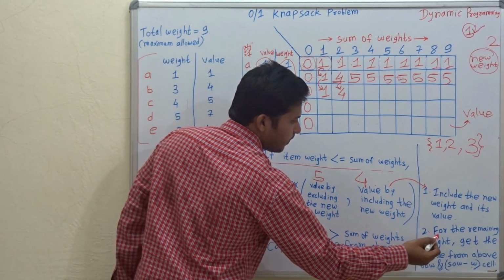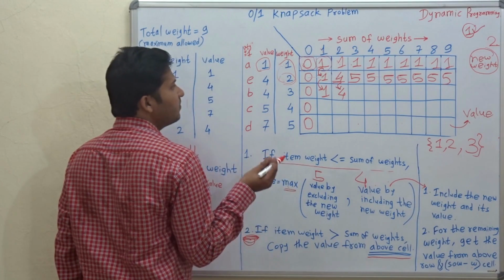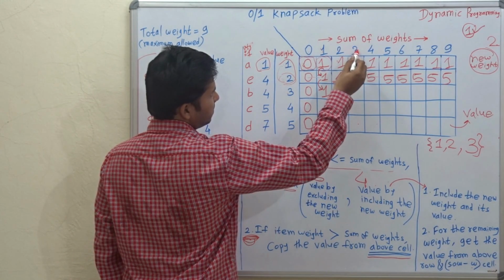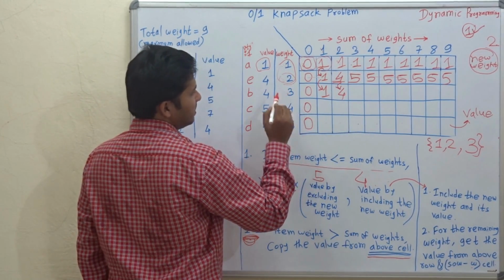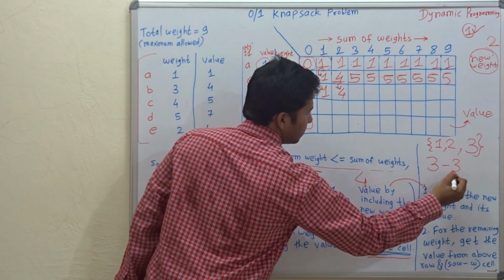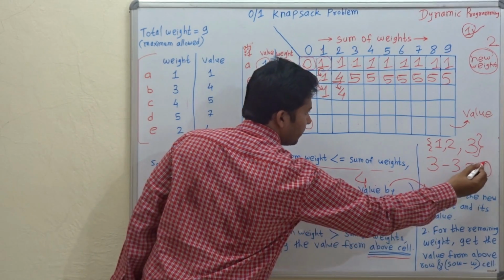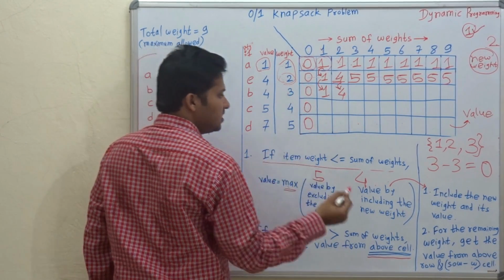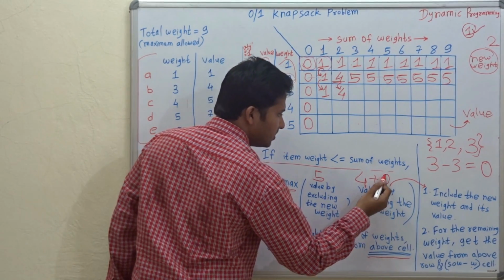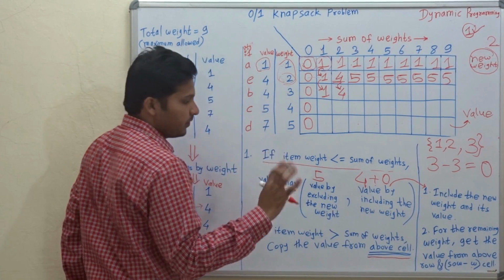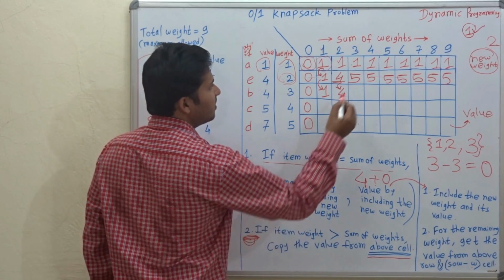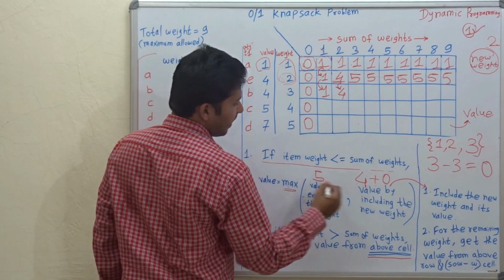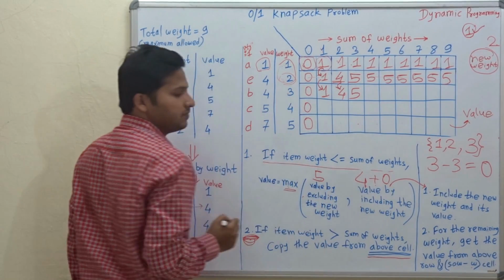Now for the second thing, for the remaining weight, what is the remaining weight? Yes, to form a total of 3, sum of weight 3, we are including the weight 3. So 3 minus 3, the remaining weight is 0. So go in the above row and 0th cell. So the value is 0. So the second step value is 0. 4 plus 0 is 4. So what is the max? 5 is the max. So you just write the max, that is 5 here.